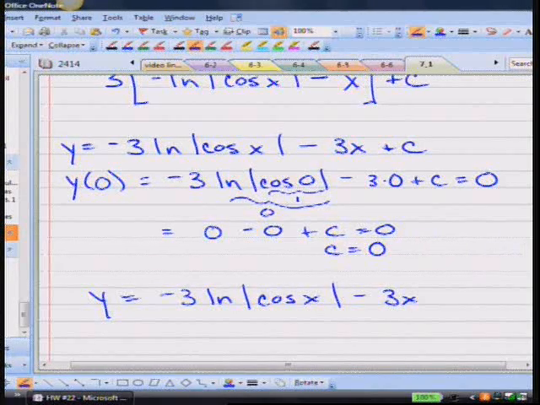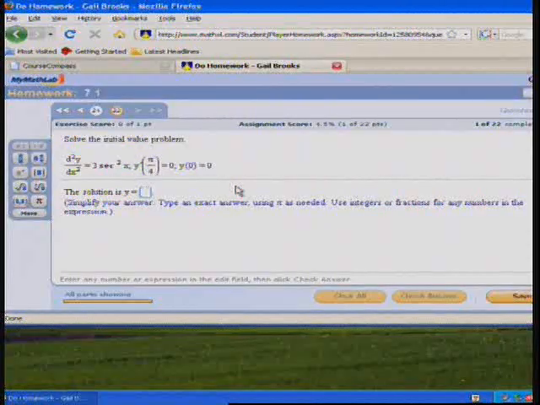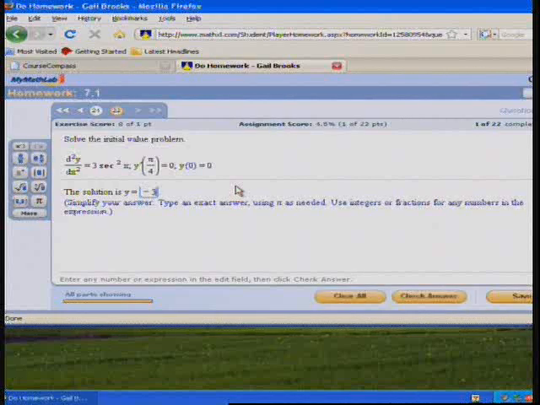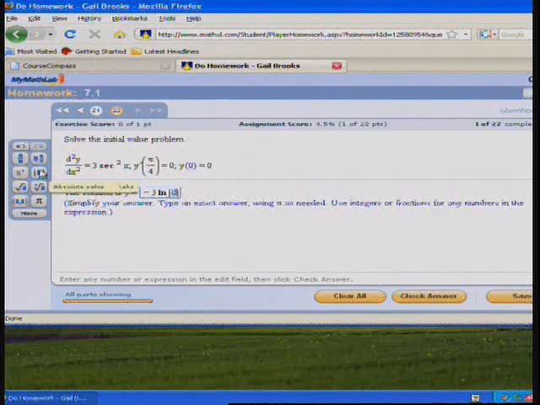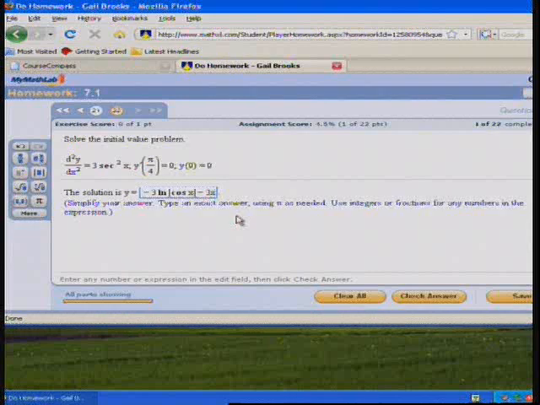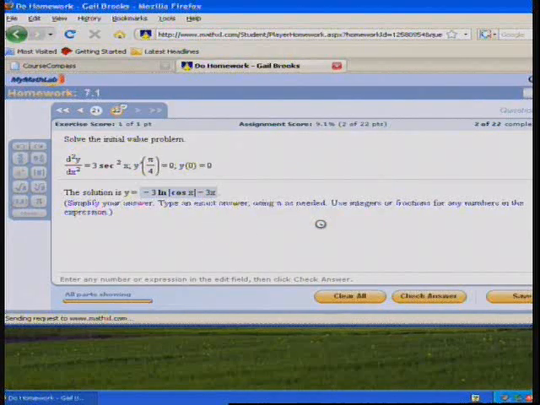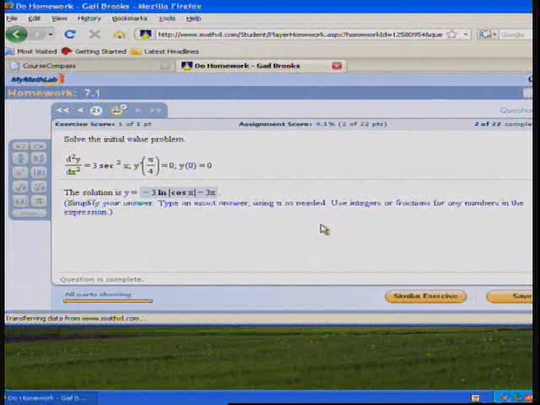Okay? And so let's see if it likes my answer. Negative 3 ln absolute value cosine x minus 3x. I wonder if it's going to be ornery and wish that negative 3 was factored out. What do you think? No, it was okay. You know what I mean? Okay. All right, does that feel okay? Do you think that was enough to get you the second one? Okay. Brandon, was that enough?